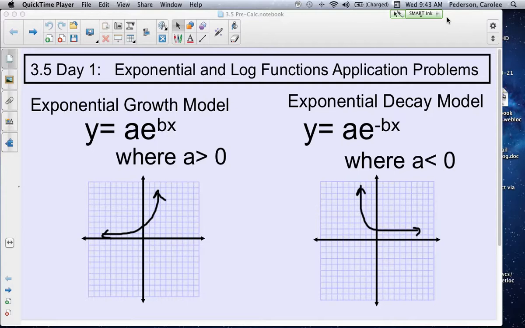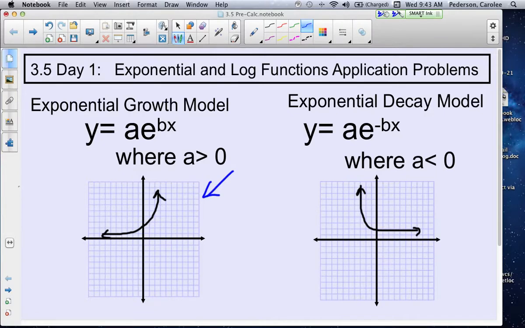When you talk about an exponential growth model, think about it as a problem where you have a penny. Tomorrow I give you 2 pennies. The next day I give you 4 pennies. The next day I give you 8 pennies. That's a doubling amount. It's going to start to increase over time. So it looks like that.